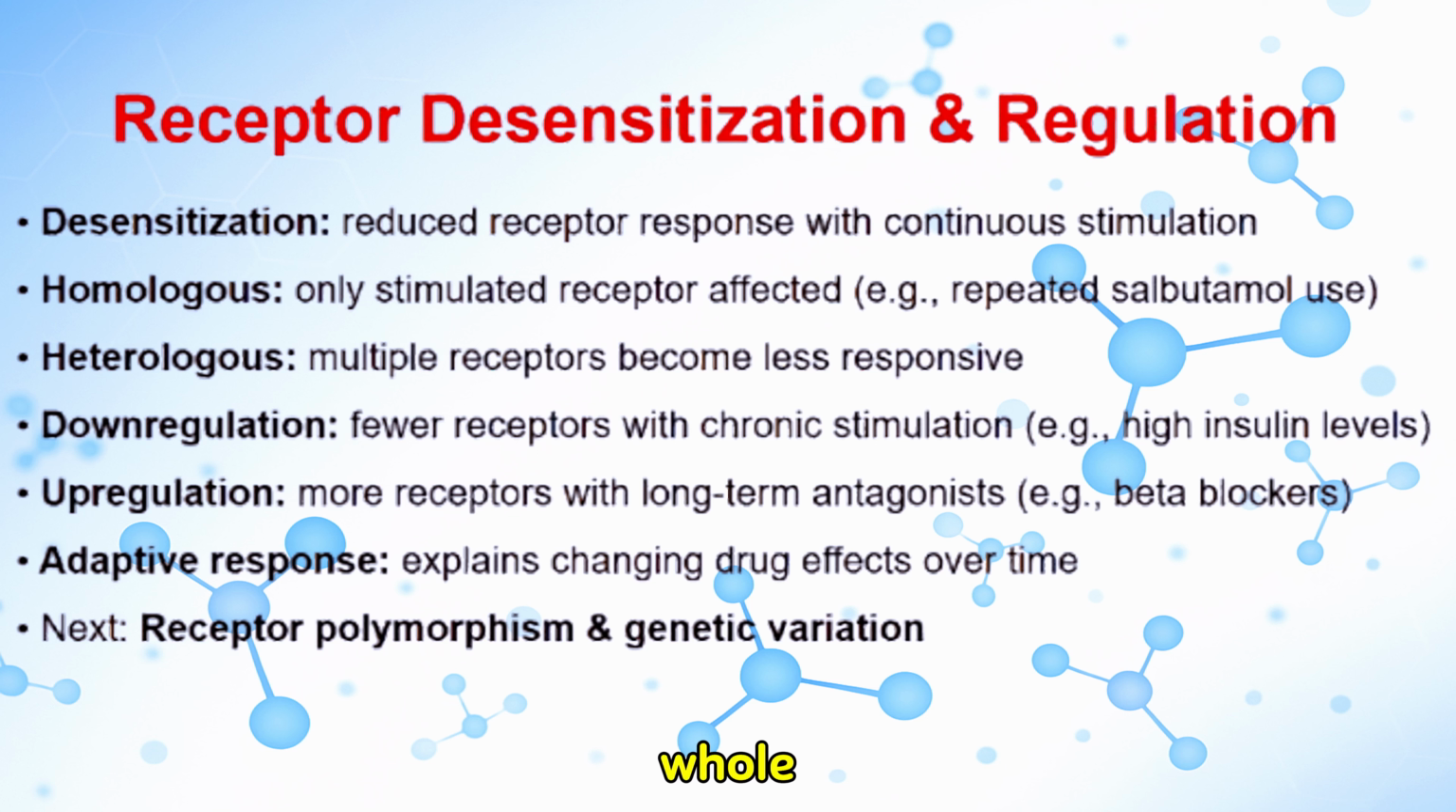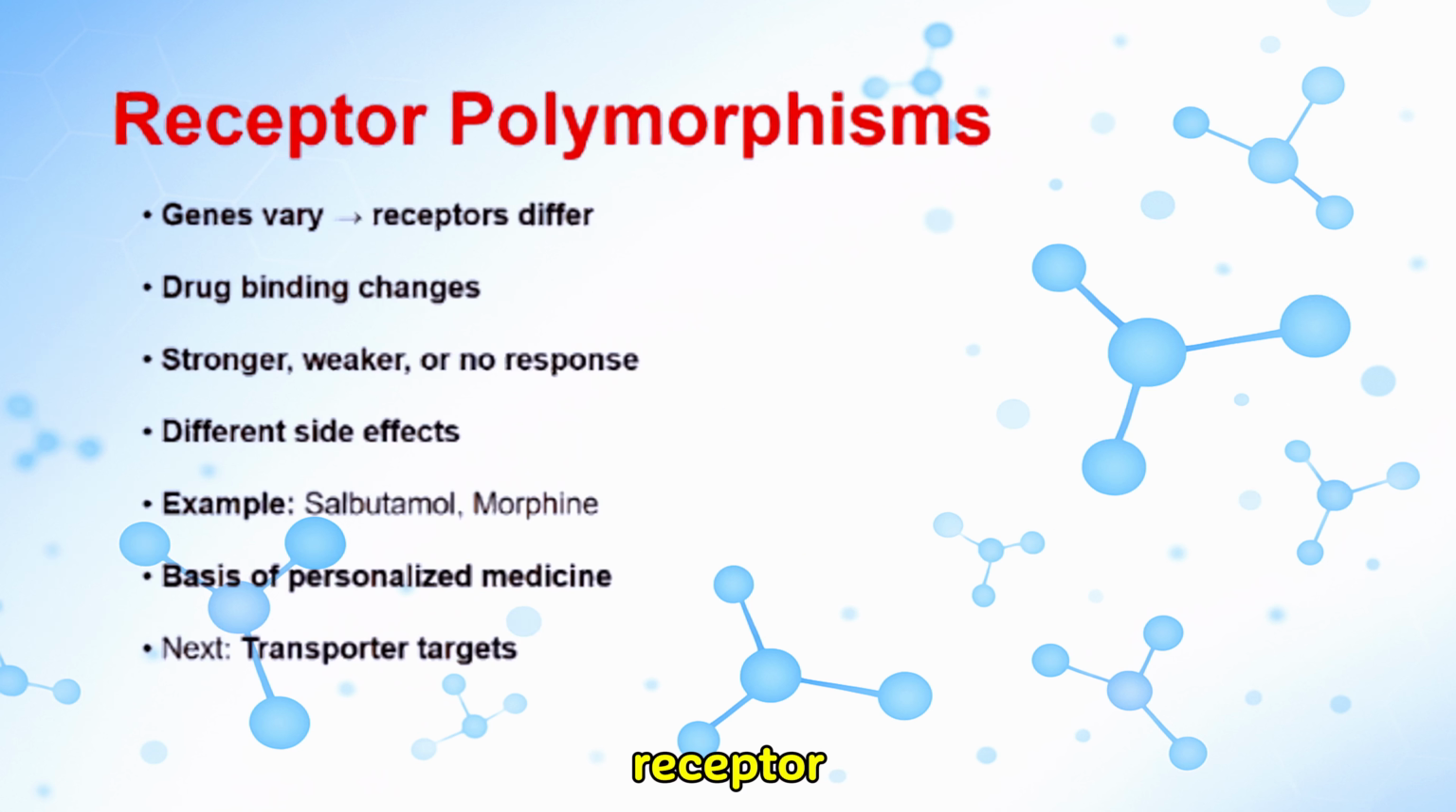But that's not the whole story. Some people respond differently to the same drug due to genetic differences in receptors. This is known as receptor polymorphism. Next, we'll explore how genetic variation influences drug response and why patients can react very differently to the same medication. Receptor polymorphisms and individual variability.